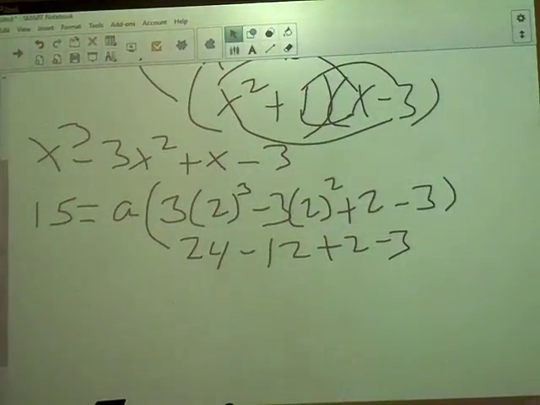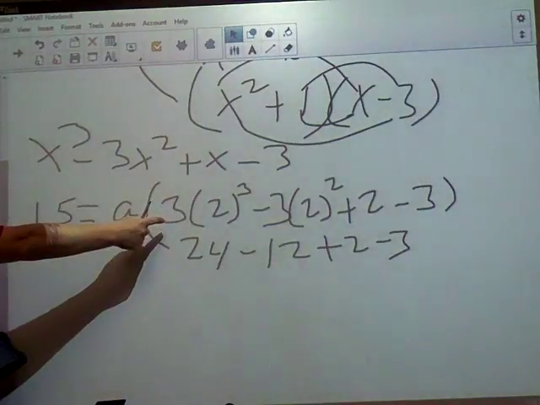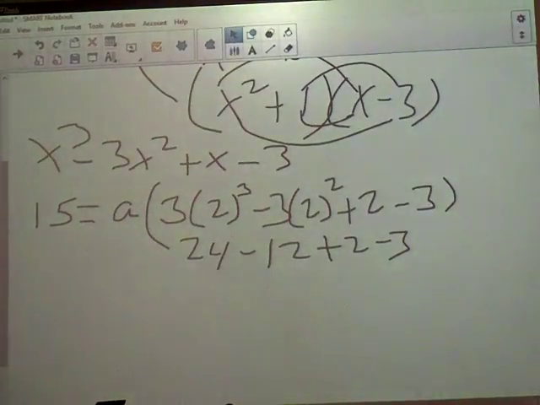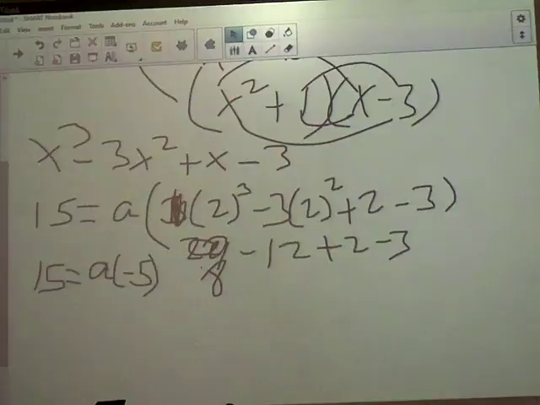No? This just said x cubed and I wrote 3x cubed. So that shouldn't be a 3 there, which means this is just an 8. 8 minus 12 is negative 4, plus 2 is negative 2, minus 3 is negative 5. So I have 15 equals a times negative 5, which means what's your a going to be if you divide by negative 5? Negative 3.